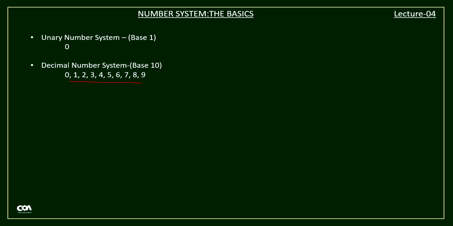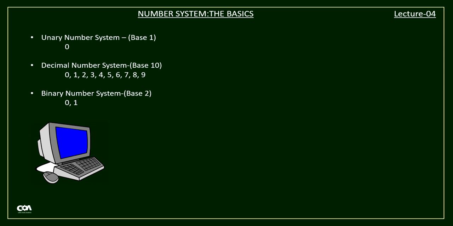Another important number system is the binary number system. In the binary number system, the base is 2, and 0 and 1 are the two symbols used. As we know, typical digital circuits like our computer work on binary, that is 0 and 1. So our computer understands only 0 and 1.